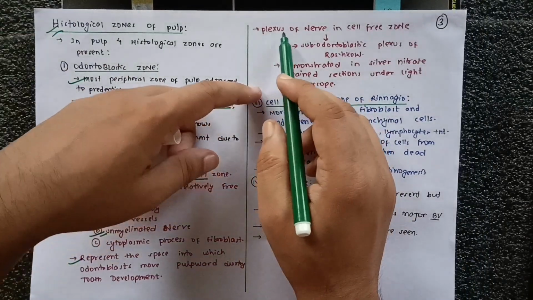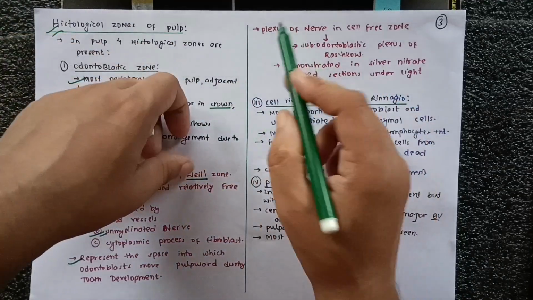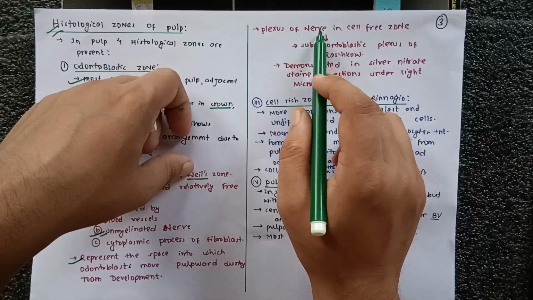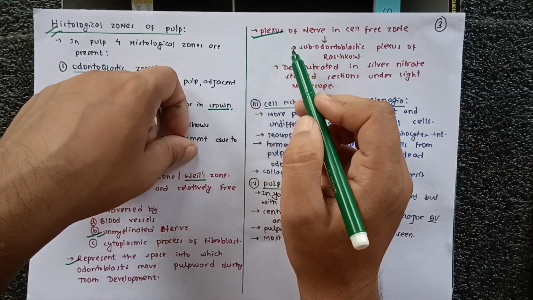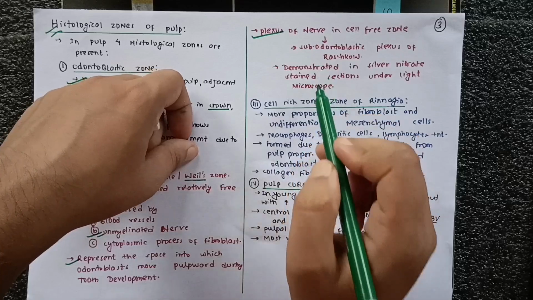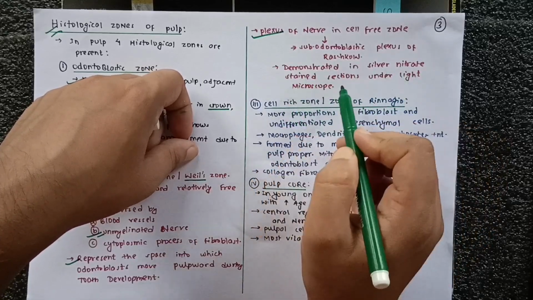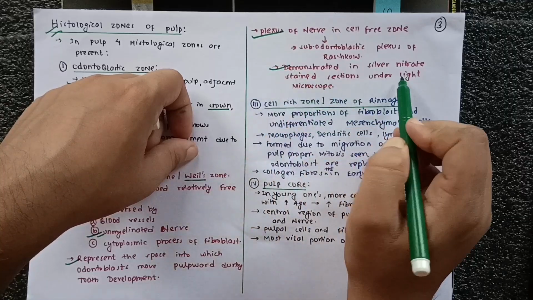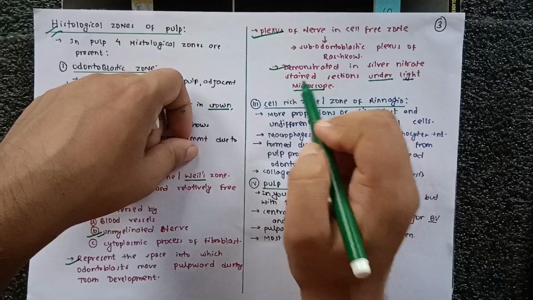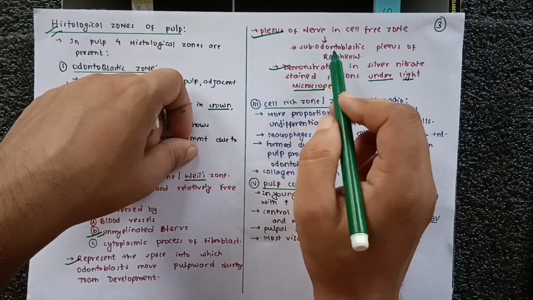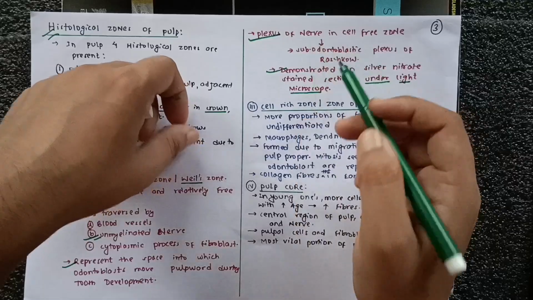After that, as I have told here, this unmyelinated nerve is important in this cell-free zone. So there is a plexus of nerves in this cell-free zone, and that is called the subodontoblastic plexus of Raschkow, and this is very important to understand here. It is demonstrated in silver nitrate stained sections under the light microscope. So under the light microscope in silver nitrate staining we can see this subodontoblastic plexus of Raschkow, which is the plexus of nerves just below the odontoblastic zone.